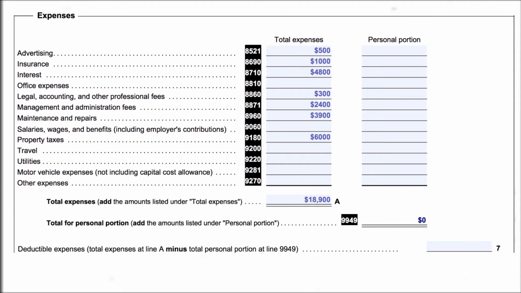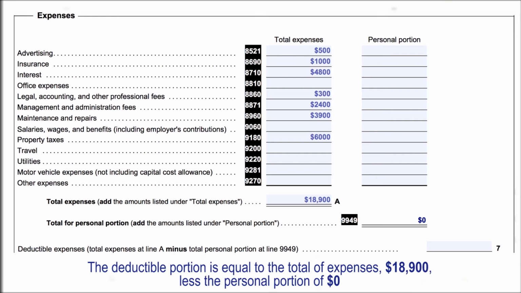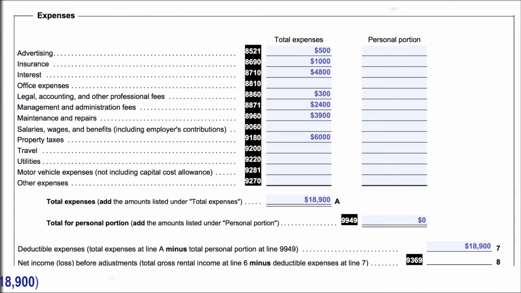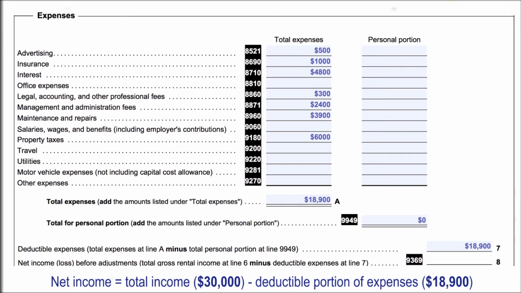If the entire property is rented out and none of it is kept for your personal use, then enter $0 for the personal portion. The deductible portion is equal to the total of the expenses, $18,900, less the personal portion of 0. Step 7. Calculate the net income, which is the difference between the total income on line 6 of $30,000 and the deductible portion of the expenses on line 7 of $18,900. In this example, the net income is $11,100.